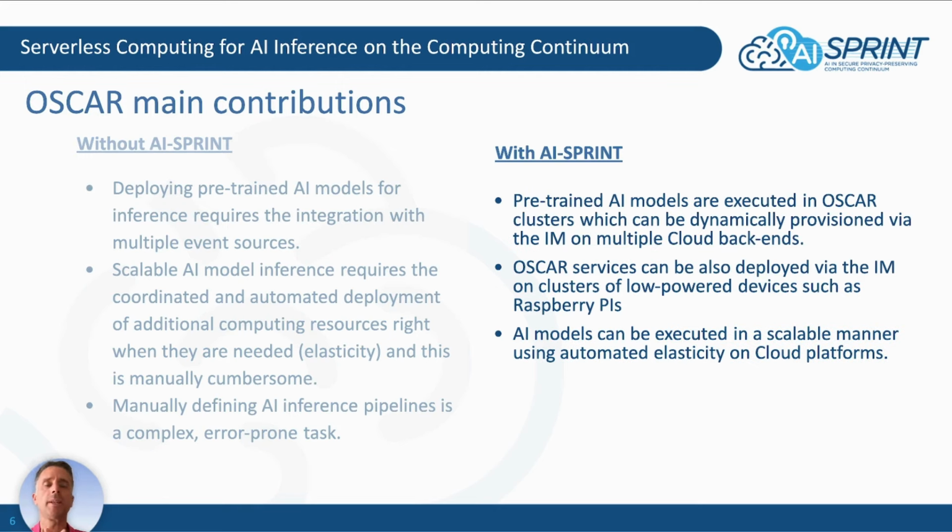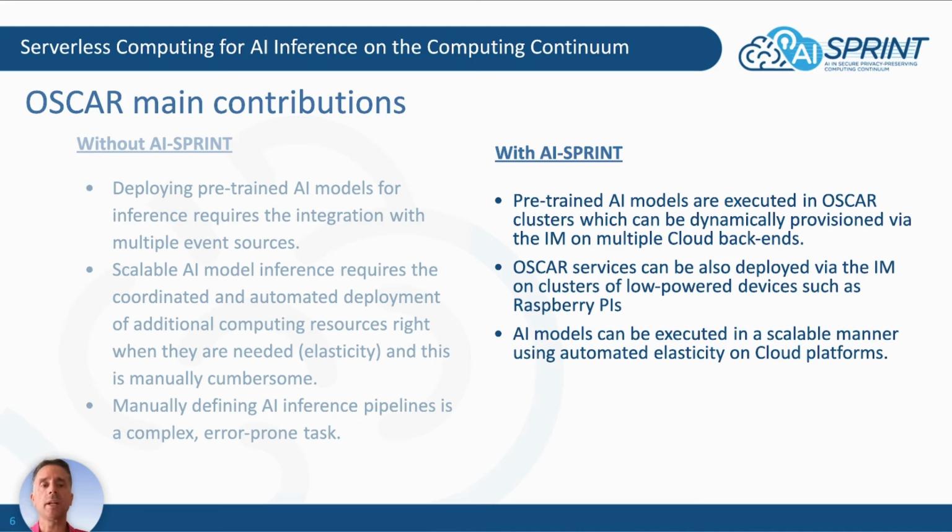So with AI Sprint, with the help of OSCAR, we have the ability to deploy these pre-trained AI models in an OSCAR cluster, and these OSCAR clusters can be dynamically provisioned via the infrastructure manager on multiple cloud backends. OSCAR services can be also deployed using the infrastructure manager on existing OSCAR clusters. For example, if you have an OSCAR cluster running on a set of Raspberry Pis or NVIDIA Jetson or whatever low-power devices you might have.